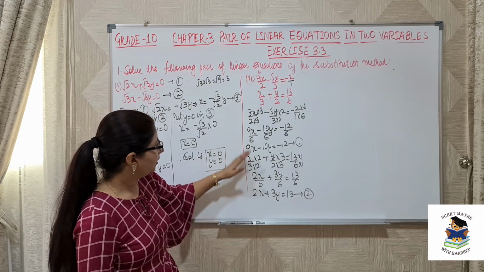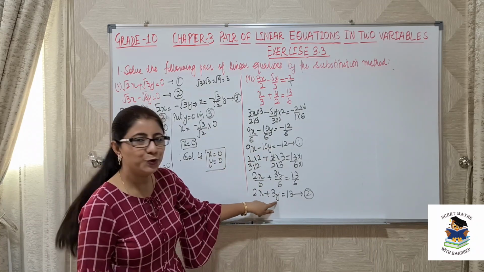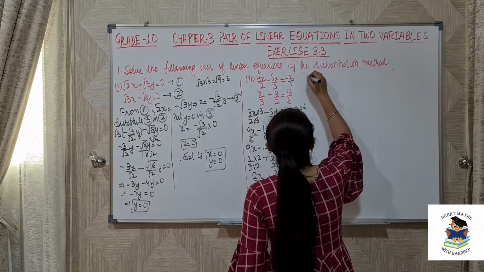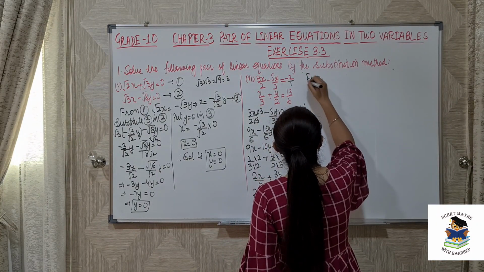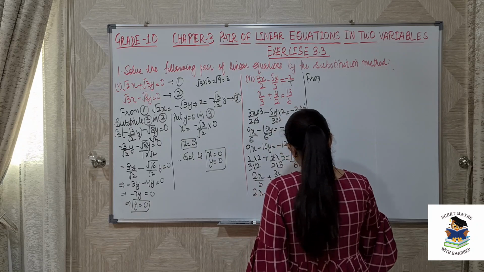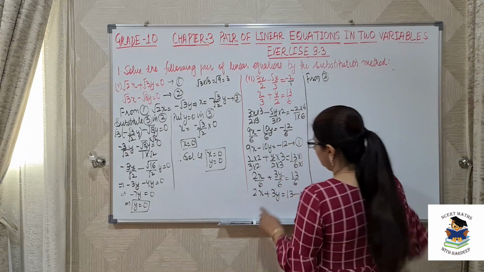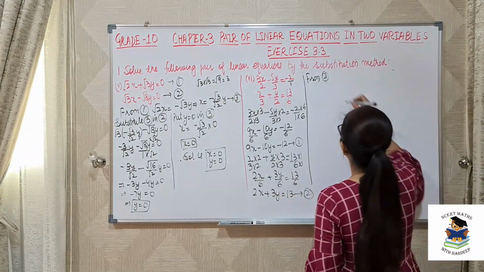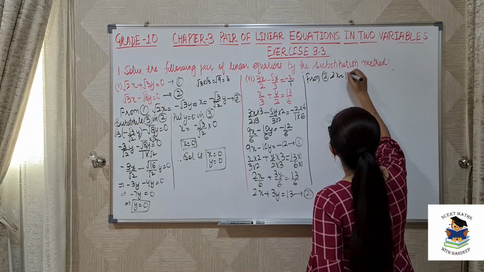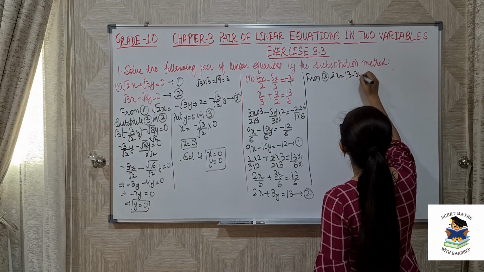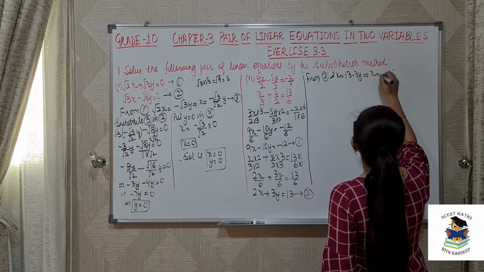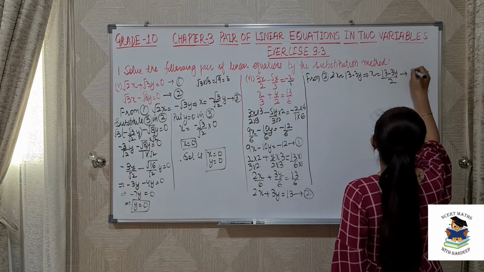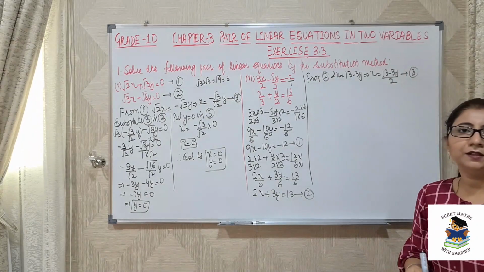So use any one. So this is 9 and 10, this is 2 and 3. So I will use this second equation. What is the value of 2x? I am shifting this 3y. So 2x is equal to 13 minus 3y. Then what is x? This is 13 minus 3y over 2. Let it be equation number 3.